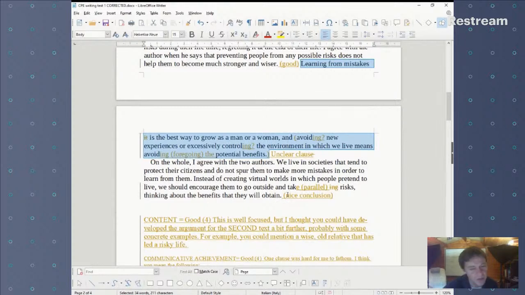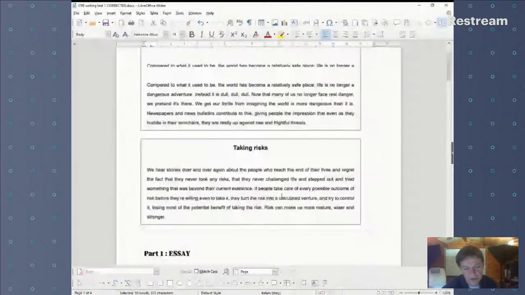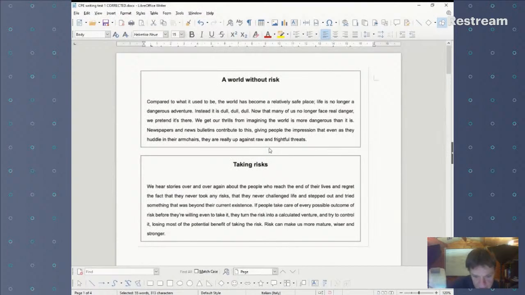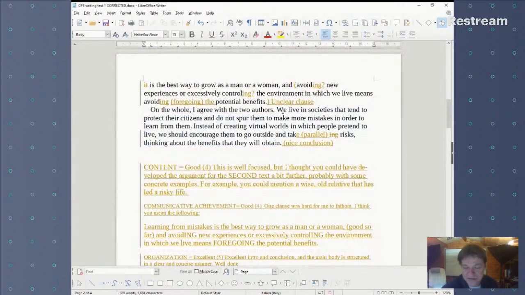Now, it's a nice conclusion, but I will say one thing. I found it odd that the writer had written, on the whole, I agree with the two authors, and then gone on to only agree with one of them, as far as I can see, which was the first author who criticised living in a world without risk. I suppose, no, both of them criticised living in a world without risk. Sorry, no, and maybe that's why I haven't written anything about it. I'm happy with it. That's a good conclusion, a nice conclusion.